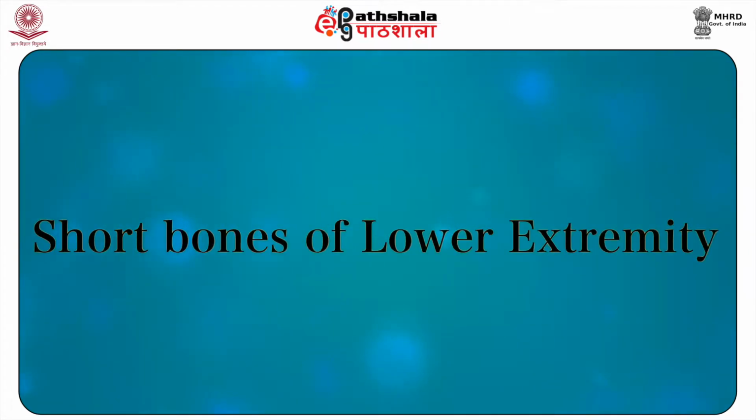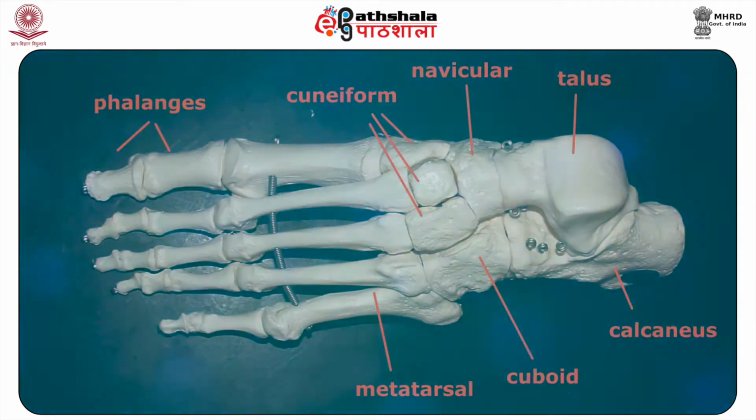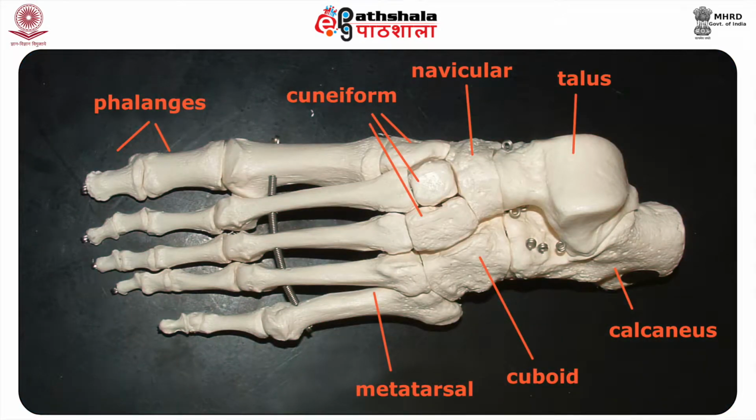Now let's see the short bones of the lower extremity. The tarsals. The tarsal bones are 7 in number, in contrast to the wrist bones or the carpal bones, which are 8 in number. The lower extremity tarsal bones, which are 7 in number, are calcaneus, talus, cuboid, navicular, and the first, second, and third cuneiforms. So that completes 7 bones.